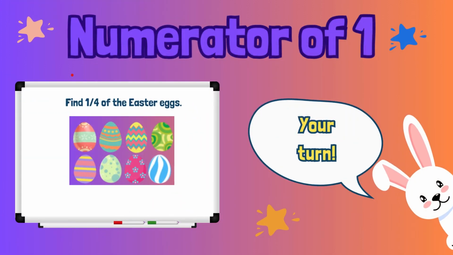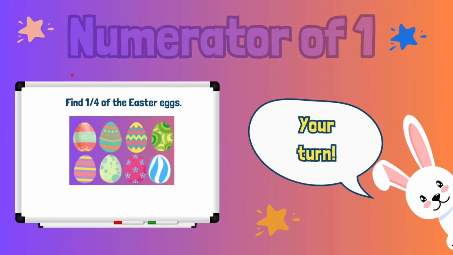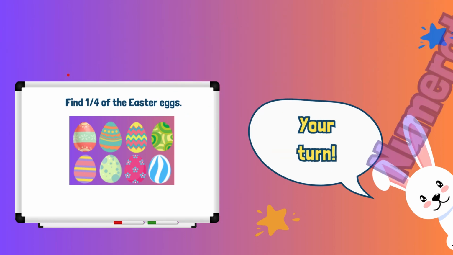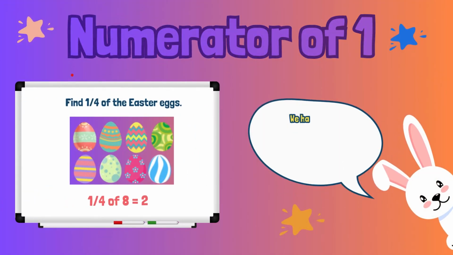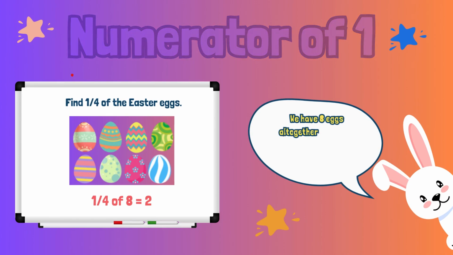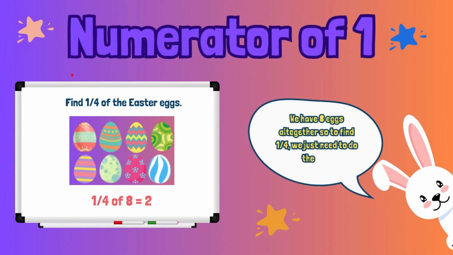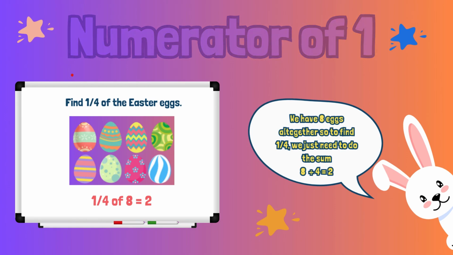Now it's your turn. Can you find 1/4 of these Easter eggs? Use a bar model to help you. How did you get on? We can see here that we have 8 eggs altogether. So to find 1/4, we just need to do the sum 8 divided by 4, which equals 2. So therefore, 1/4 of 8 is 2.